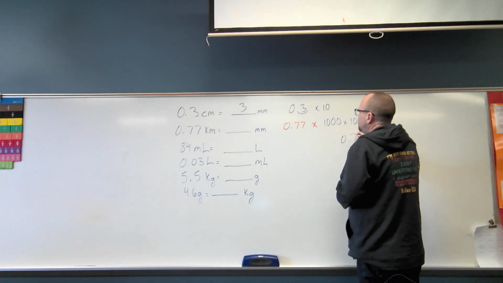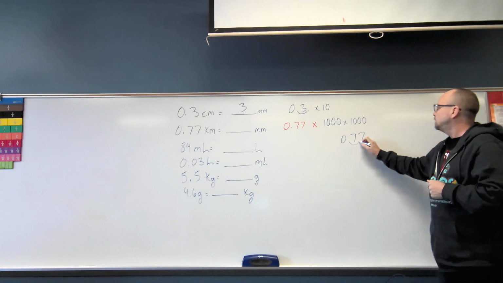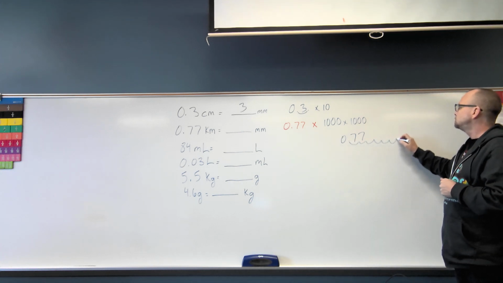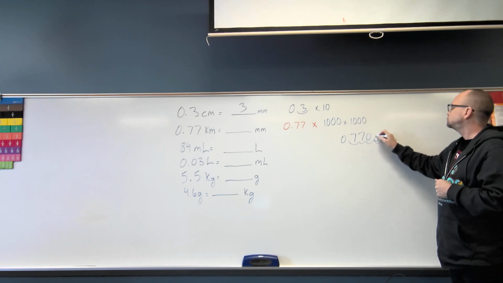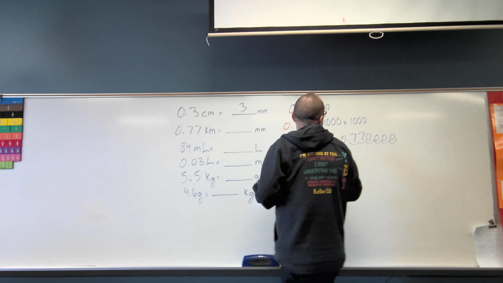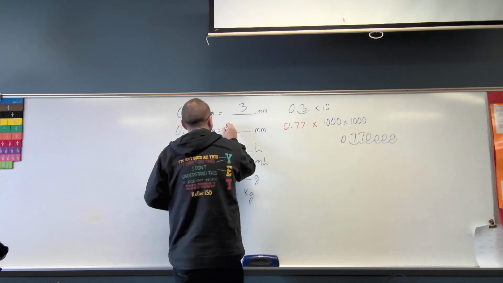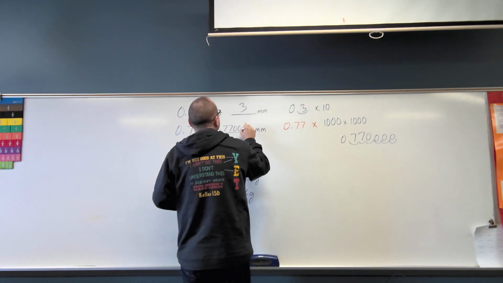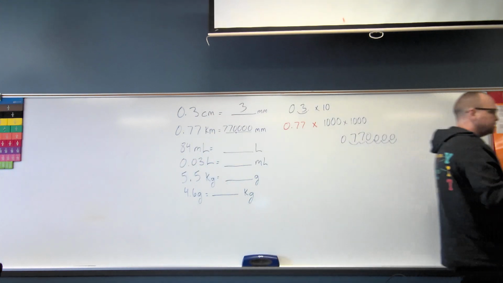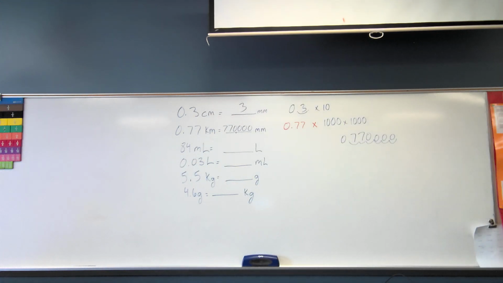So I have 0.77. I got to move it 6 times. 1, 2, 3, 4, 5, 6. So 77 with 4 zeros behind it, or 770,000 millimeters.